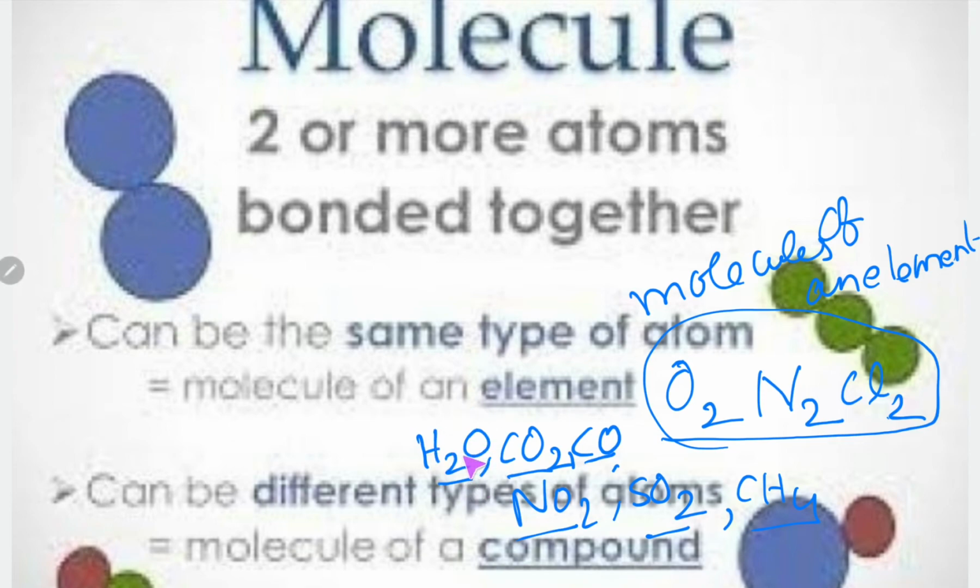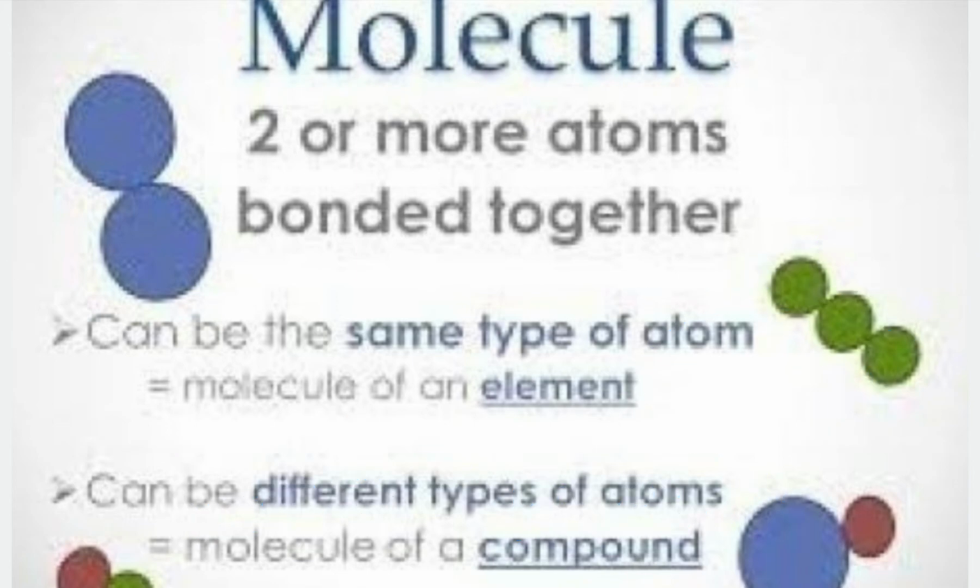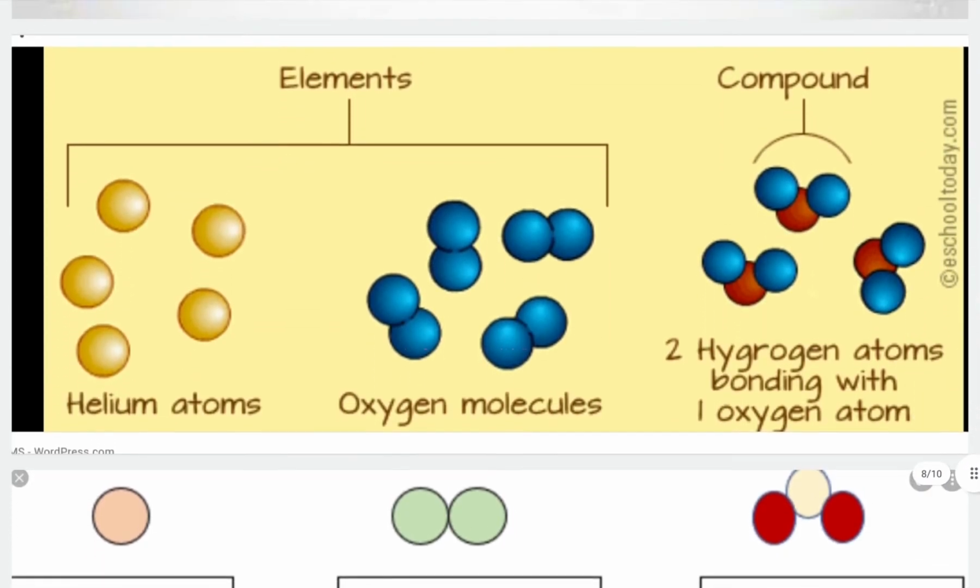But if there is a group of atoms, we call it a molecule. So what do we call these? Molecules of compounds. If the atoms are different, we say molecules of compounds. If it is the same type of atom, we call it a molecule of an element. Clear? So we can classify like this.